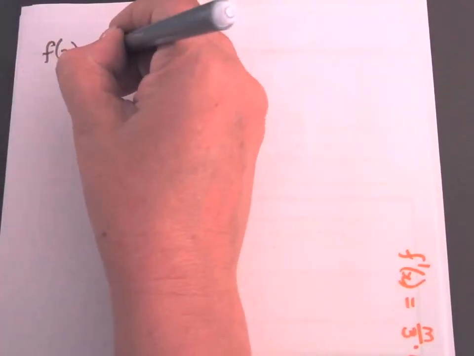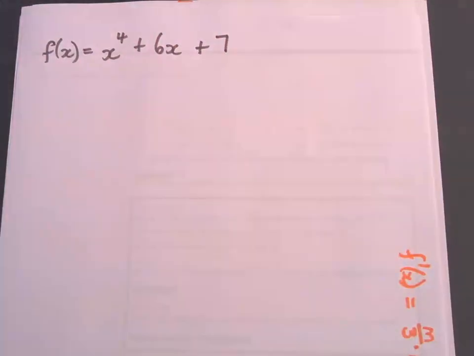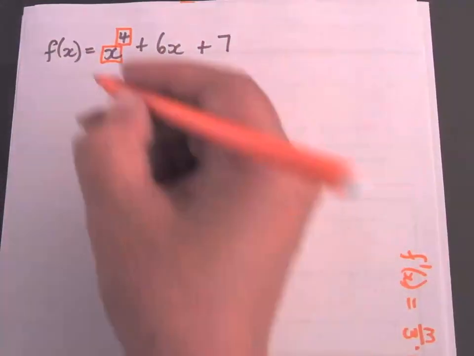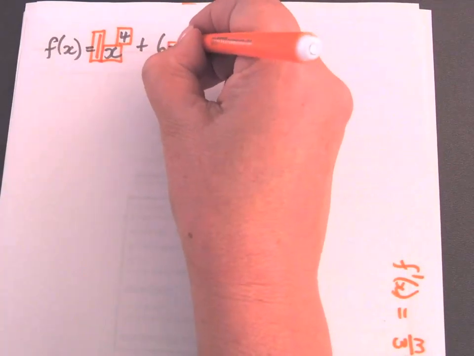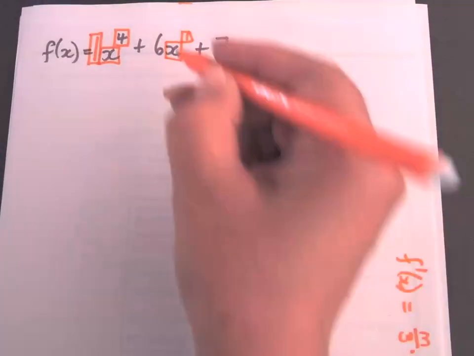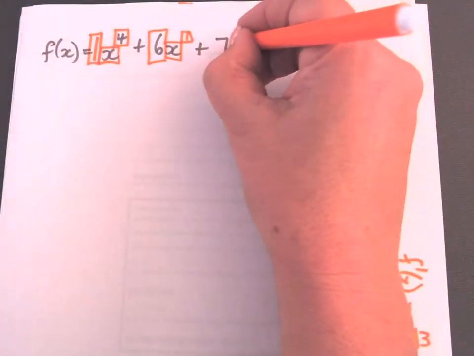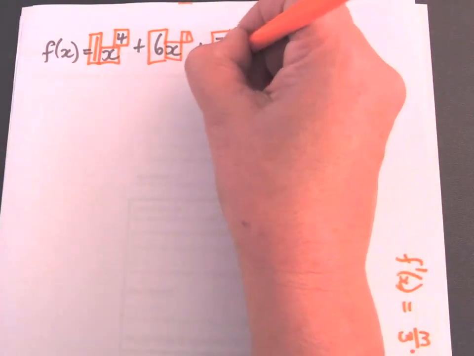f(x) equals x to the power of 4 plus 6x plus 7. Now I have 3 terms, but you have to get the form correct for every term. So there's an x, there is the exponent, and the coefficient is 1. There is x, the exponent is 1, coefficient is 6. There's my x, exponent is what? 0. Coefficient 7.